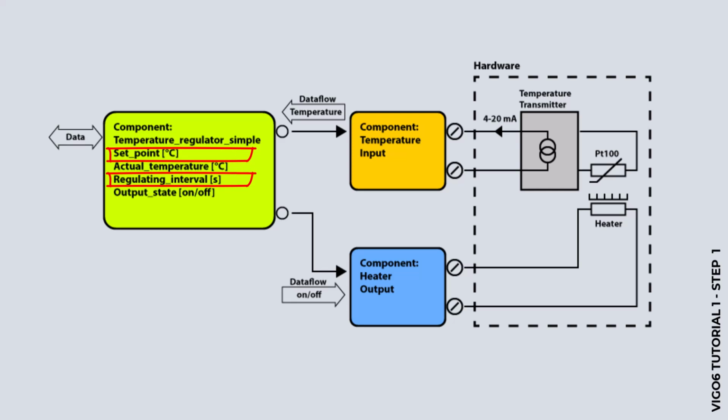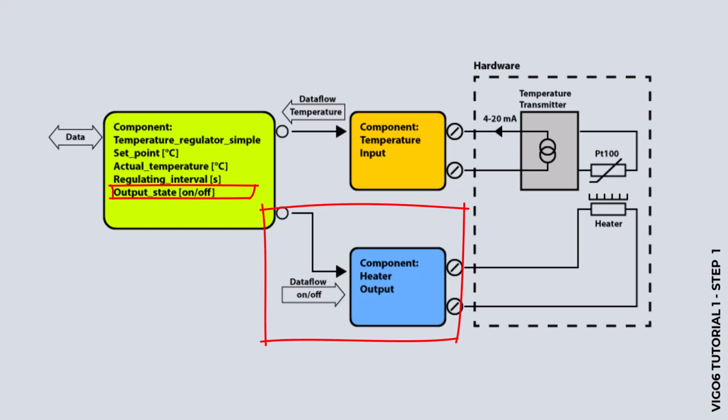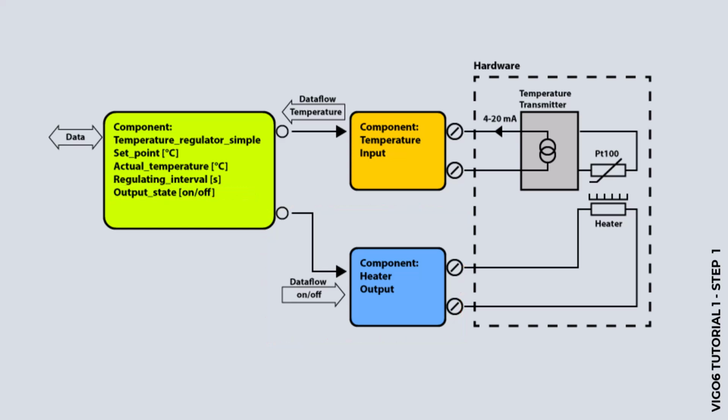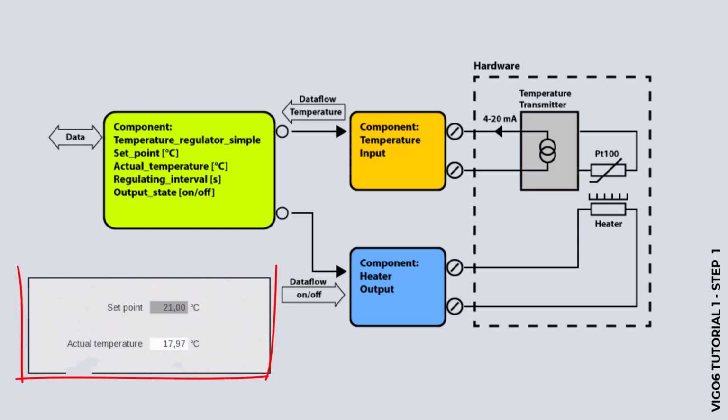The regulation is a simple on-off controller. When the temperature is below the set point, the component enables the output, connected to the heating element. When the temperature is above the set point, the output turns off. The regulating interval is controlled by a timer. The visualization must show the current temperature and a set point that can be changed by the operator.